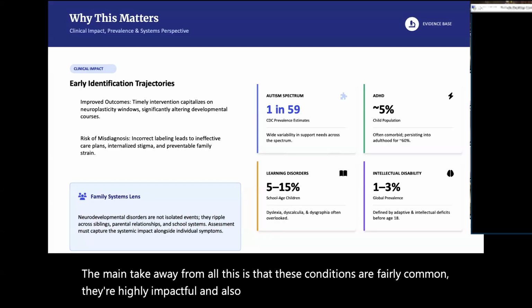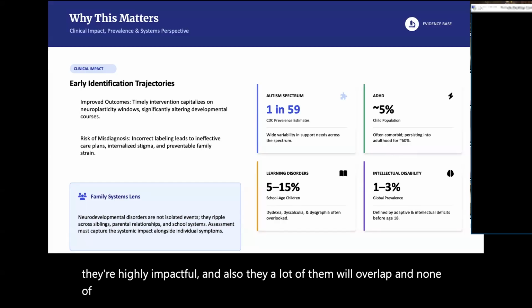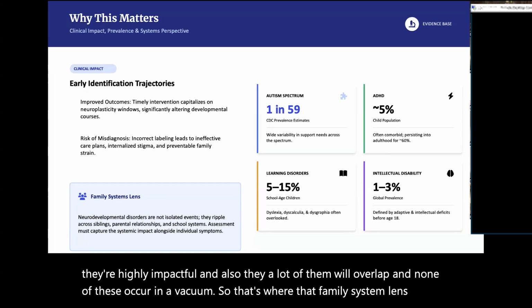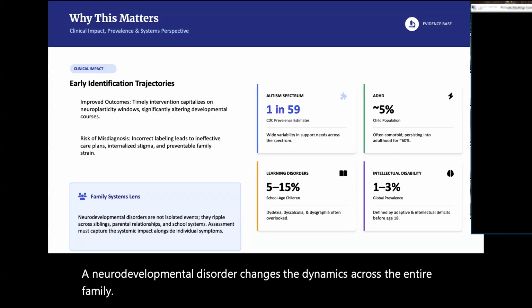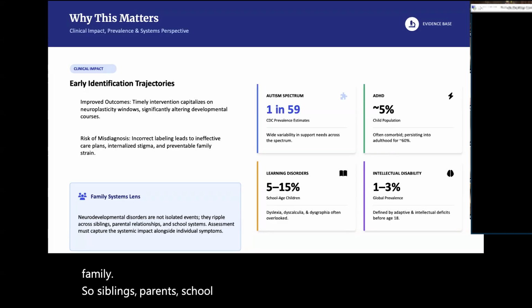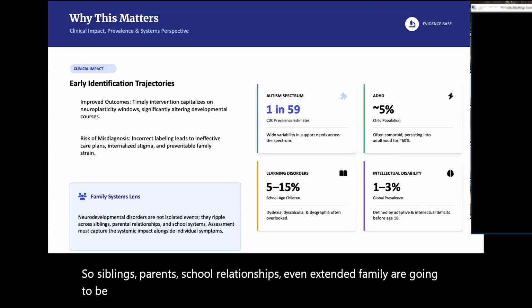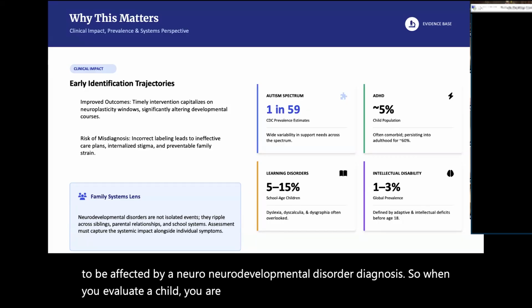The main takeaway from all this is that these conditions are fairly common, they're highly impactful, and also a lot of them will overlap. And none of these occur in a vacuum. So that's where that family system lens needs to play in. A neurodevelopmental disorder changes the dynamics across the entire family. So siblings, parents, school relationships, even extended family are going to be affected by a neurodevelopmental disorder diagnosis.